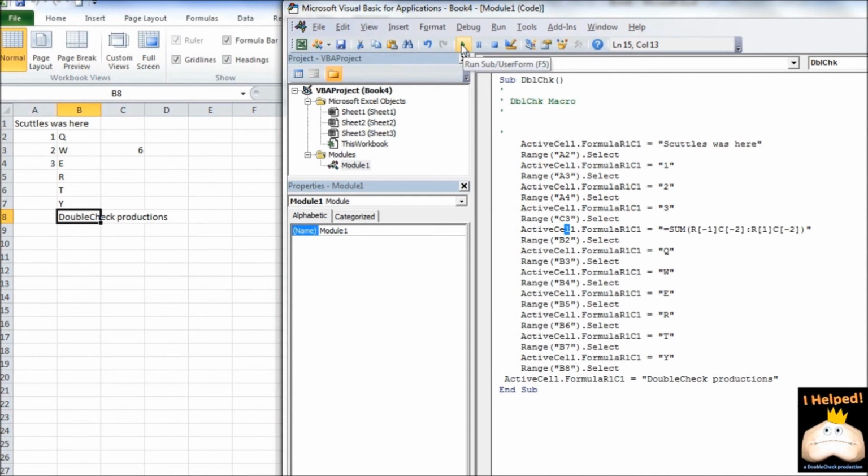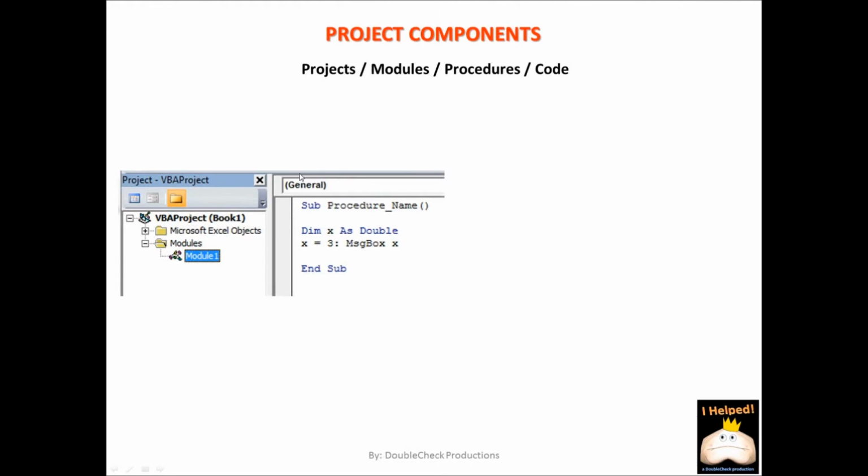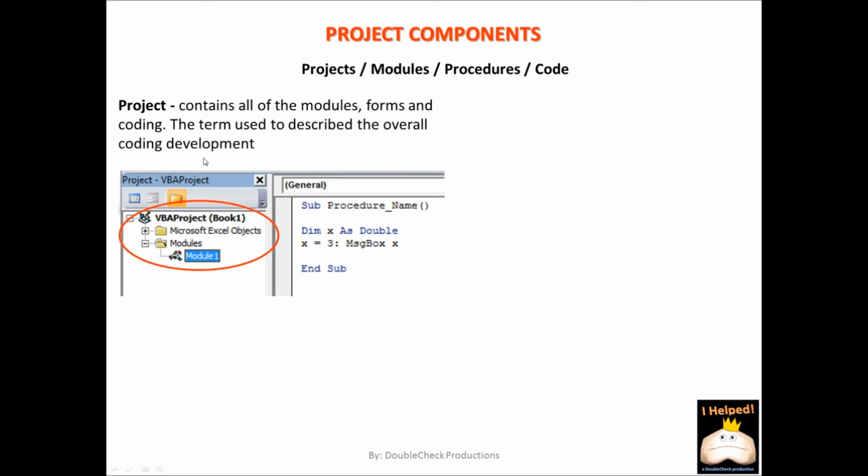This is how it looks from a macro, and this is the Visual Basic Editor. We're going to go into a little more detail now. So here we have an overview of the project and its various components. The overall thing that we have is a project. That's where all of your forms, your modules, your coding, your objects, everything that you're trying to accomplish, is going to take place.